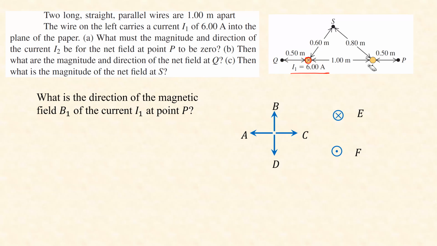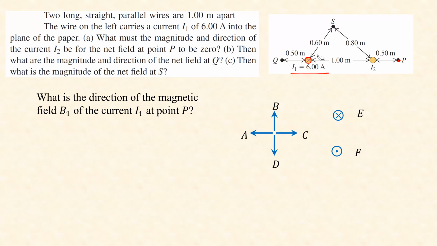First, what is the direction of the magnetic field B1 of the current I1 at point P? At this point, what is the magnetic field of this current I1? Is it A, B, C, D, E, or F? Anyone? Is it A? Why is it A? Because you put your 4 fingers inside the direction of the current and then it's pointing to the left?